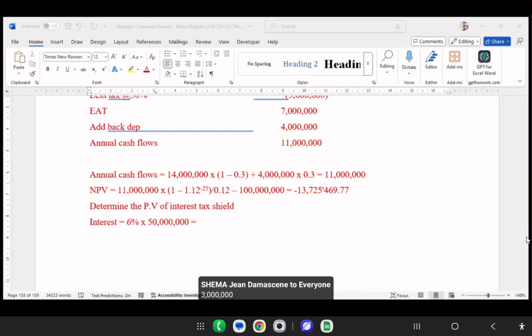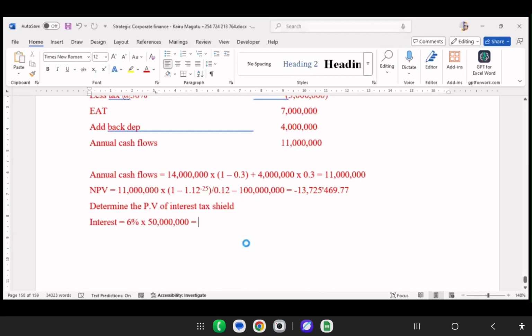Interest is 3 million. So if it is 3 million, let's take the interest to be that. So how much is the interest tax shield?